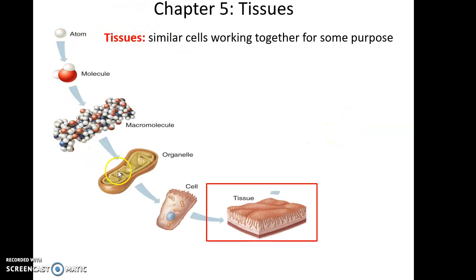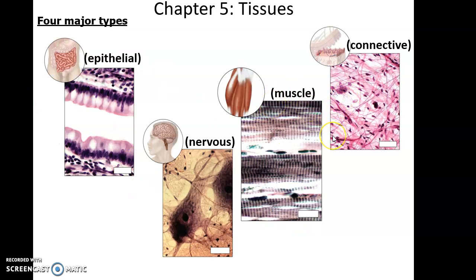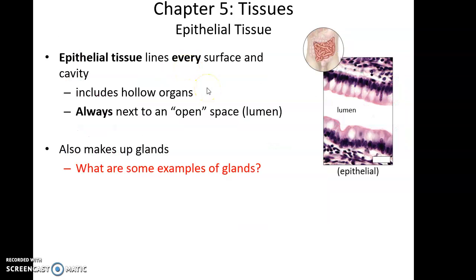So we are moving up the chain to tissues. A tissue is a bunch of similar cells working together for a similar purpose. They're cells very similar to each other, came from the same area back when we were an embryo, and they're now working together to do something. There are four main categories of tissues. We have epithelial tissues that line surfaces, we have nervous tissue, muscular tissue, and the very diverse connective tissues. We'll start with epithelial tissue.